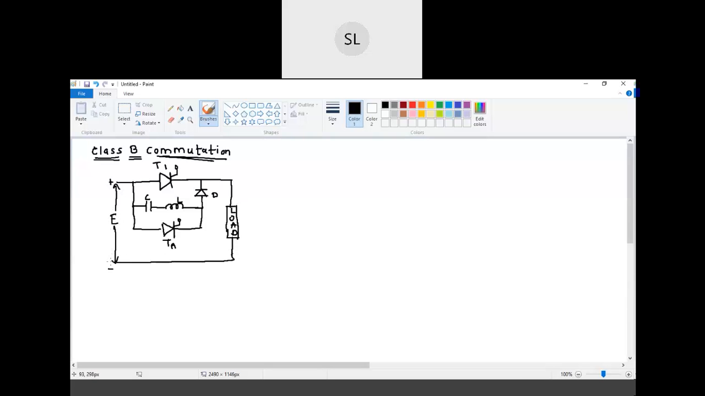Here in this class B commutation technique, since the source voltage is DC voltage, we need to use the commutating components like inductor and capacitor in order to provide the commutation.